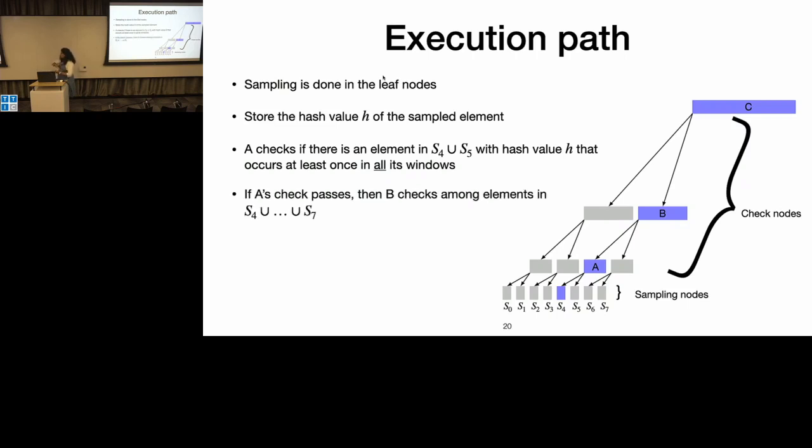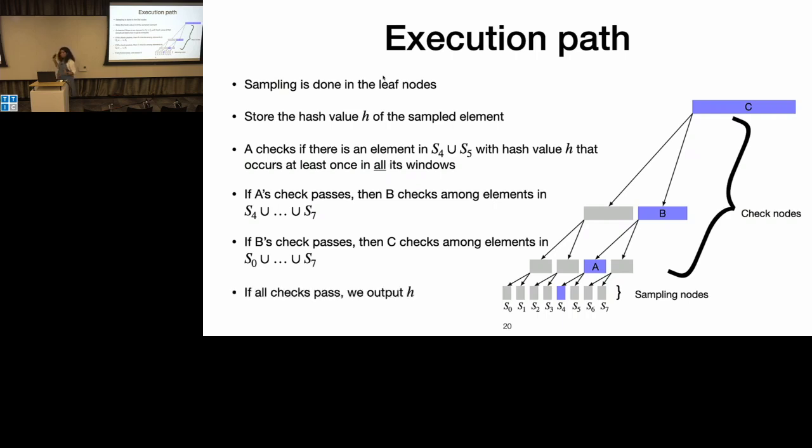And if A passes, then it goes to B, and B is going to have a larger set to check, like S0 to S7. C is going to have an even larger set to check. The idea is that if you have something that's not too heavy, those elements are not going to occupy your checks. You're going to figure out very quickly they don't have enough frequency, and you're just going to terminate the check. So the overall hope is that you don't use too much space, but we will argue more formally soon. Finally, if all the checks pass, we output the hash element. So this is sort of the high-level idea. I haven't yet even told you what the check procedure is, but I hope the high-level idea makes sense.